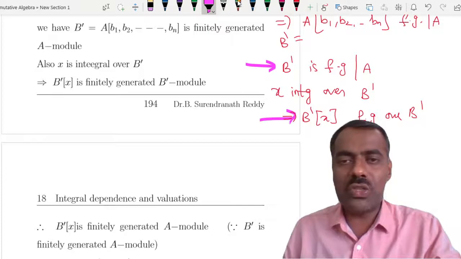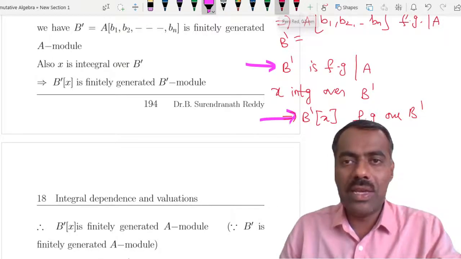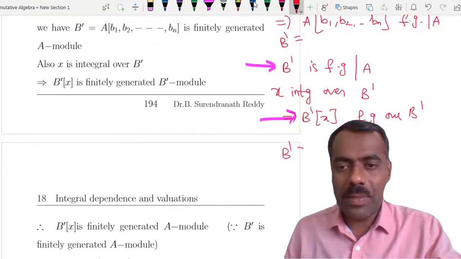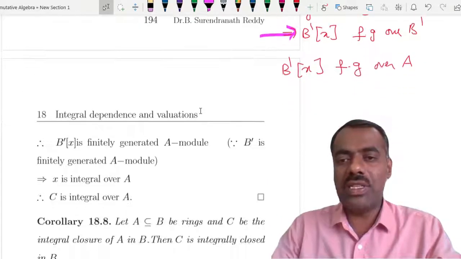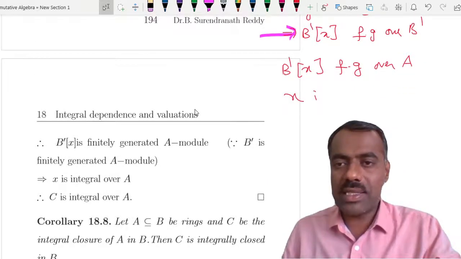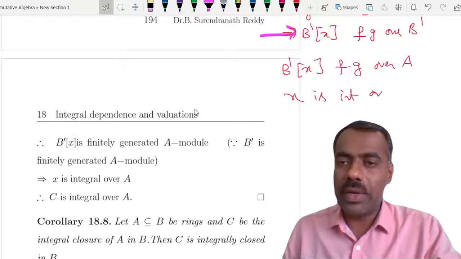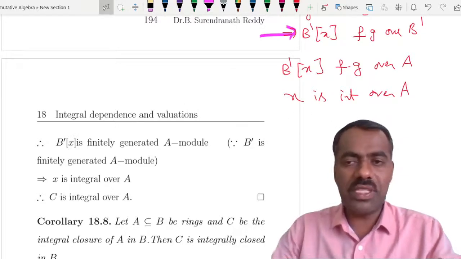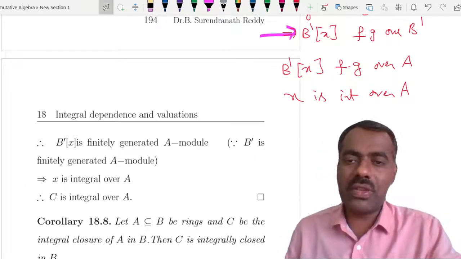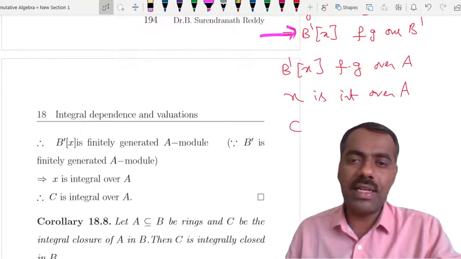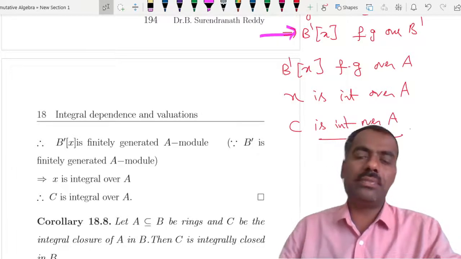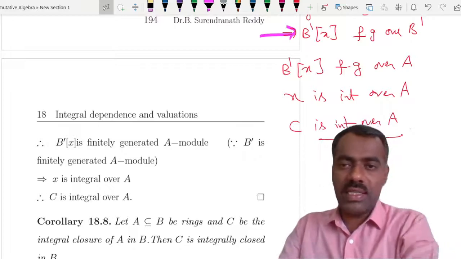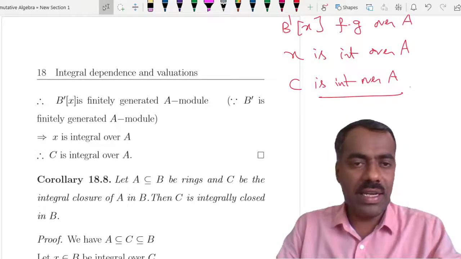And B prime is finitely generated over A. So if you consider these two statements, then transitivity you can apply. So what we get here is that B prime[x] is finitely generated over A. That shows that, again using that result, x is integral over A. We started with x from C and we have shown that it is integral over A. So therefore every element of C is integral over A. That shows that C is integral over A. Okay. So we have proved the transitivity property of integral dependence.